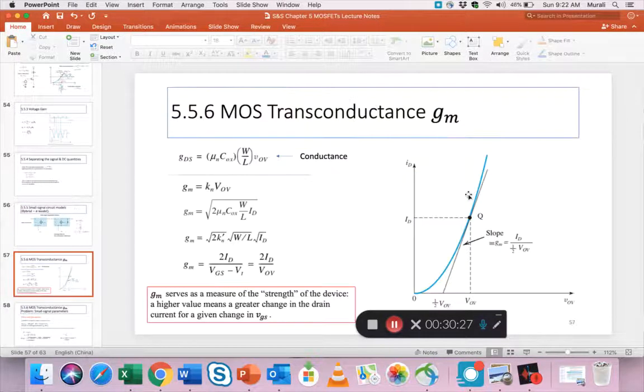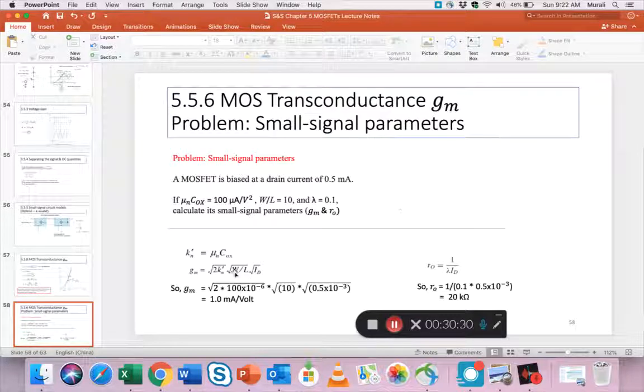Okay, so it's straight plugging in the values that have been given to come up with GM. In this case, GM, I'm using this formula and I come up with 1 milliamps per volt. On this side, I'm trying to find RO. RO is related to lambda and the drain current in this way, and so that comes out to be 20 kilo ohms. So this is a very simple problem, not much need to spend time here, but this introduces you to some more complicated stuff later on.